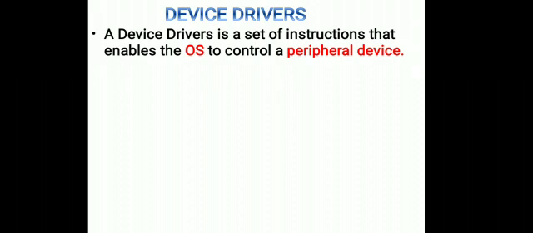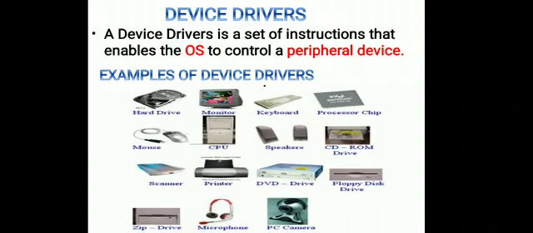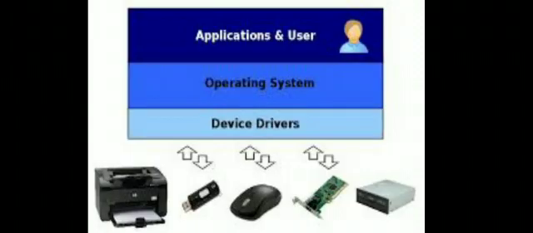Okay, now we see some examples of device drivers: hard drive, monitor, keyboard, processing chip, mouse, CPU, speaker, scanner, printer, DVD drive, floppy disk, zip drive, microphone and PC camera. So these are all the examples of device drivers. Then the application and user interface with the operating system, and again the device driver.